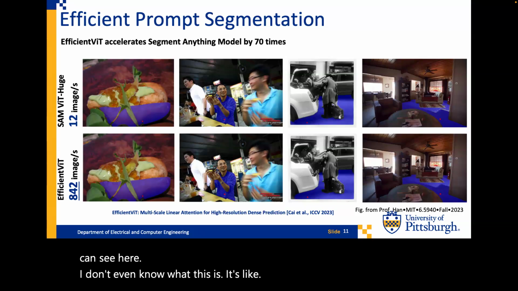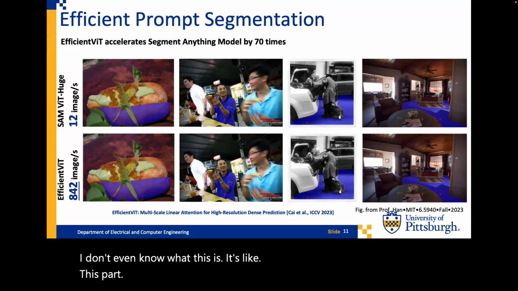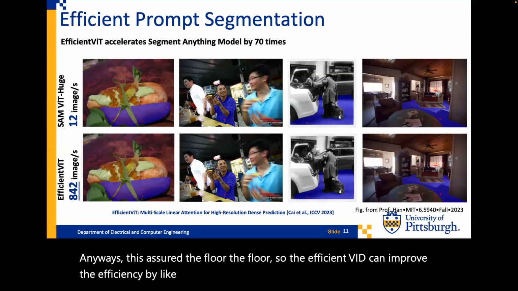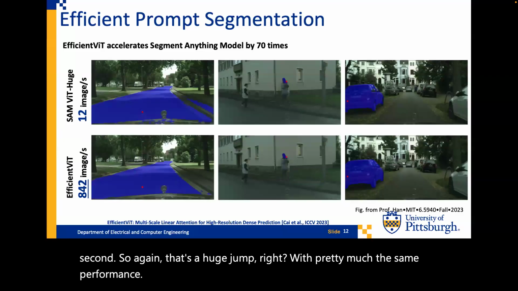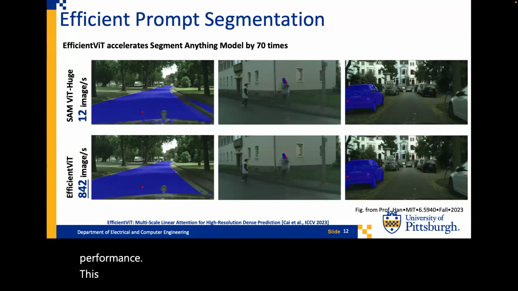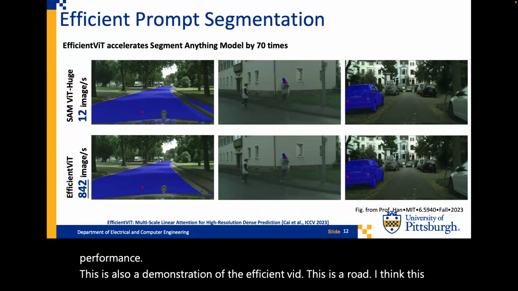Anyways, this is the shirt, the floor. EfficientViT can process 842 images per second. Again, that's a huge jump, right? With pretty much the same performance. This is also a demonstration of EfficientViT. This is a road. I think this is a hat, and that's the car.